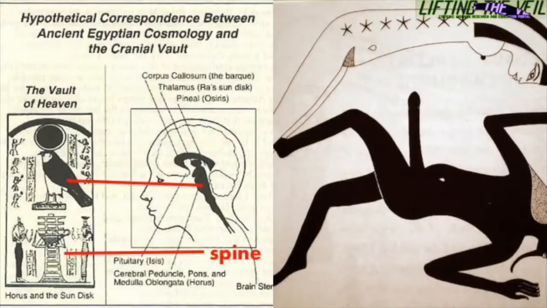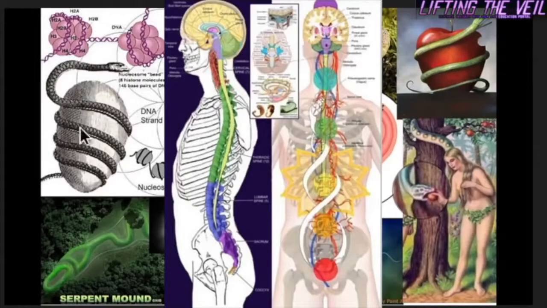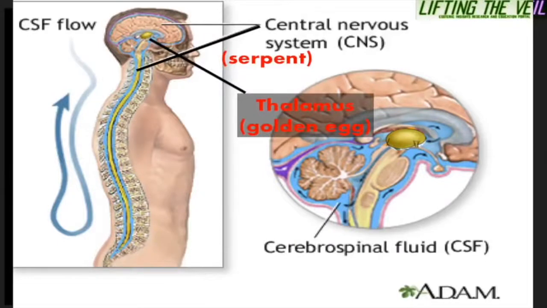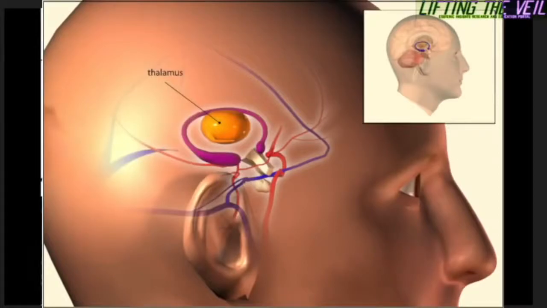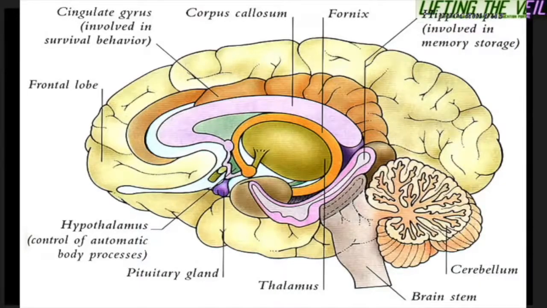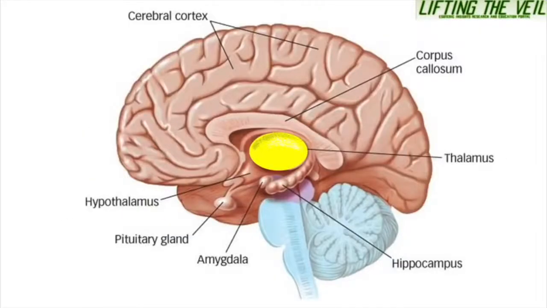The vault of heaven, and below the waist, below the belt, the serpent represents the human spinal column. The Kundalini serpentine energy ascends up the spinal column to the pineal gland inside the center of the skull. The spinal column holds up the cosmic pillar, and the golden egg lies in the center of your brain, the thalamus, or the diencephalon, or the putamen.